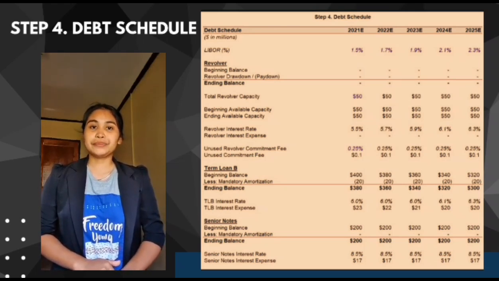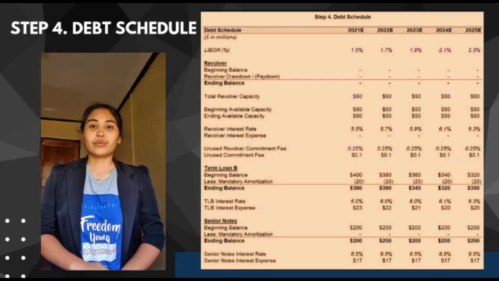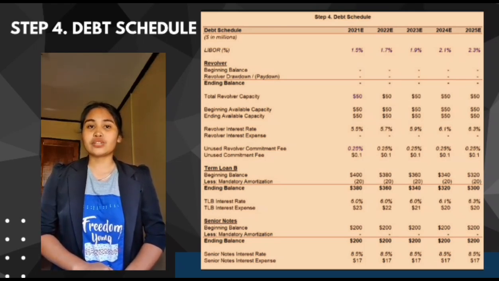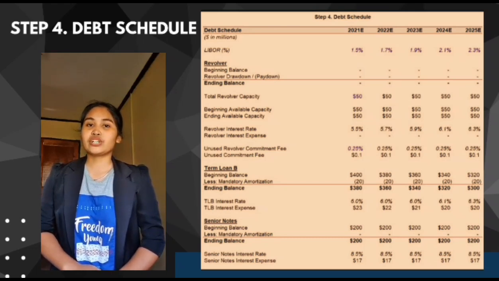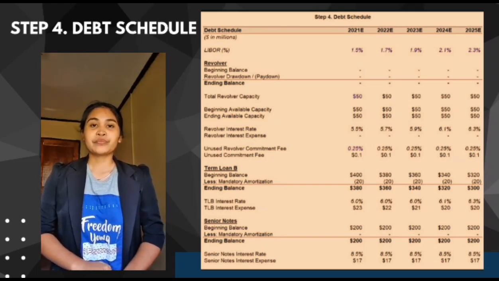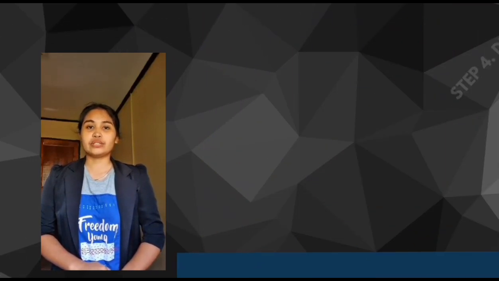The term loan B will gradually pay down through mandatory amortization. The senior notes will remain outstanding with no scheduled principal repayments. The interest expense for the floating rate debt, the revolver and term loan B, will fluctuate based on the projected LIBOR, while the interest expense for the fixed rate senior notes will remain constant. This information is crucial for understanding the cash flow obligations of the company and how the debt structure will impact its financial performance over the projected period, which will ultimately feed into the exit valuation.